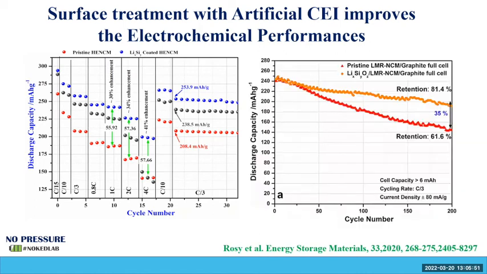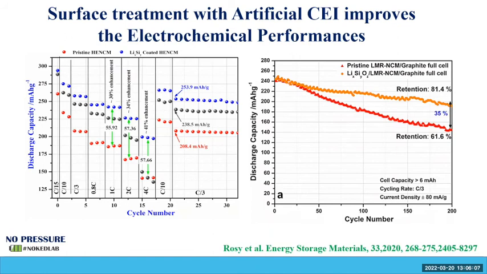So these are full cells, meaning real batteries in a pouch cell, similar to what you have in your cell phones. We have these capabilities of closing cells, and we can see that these are very promising results, more than 80% capacity retention after 200 cycles of a full battery cell.